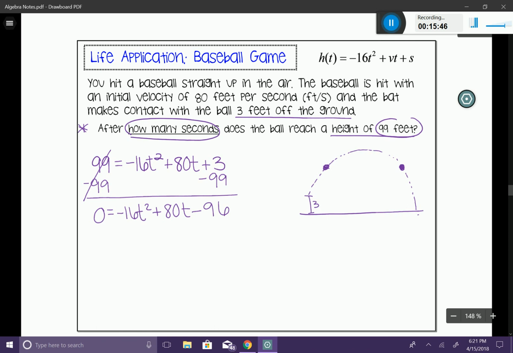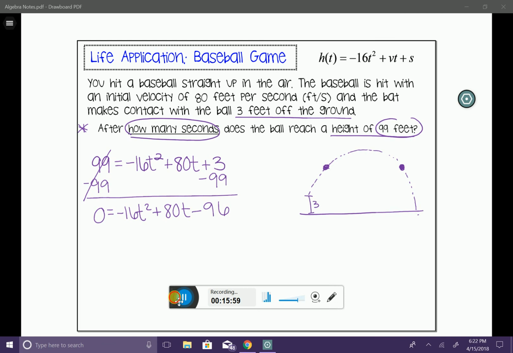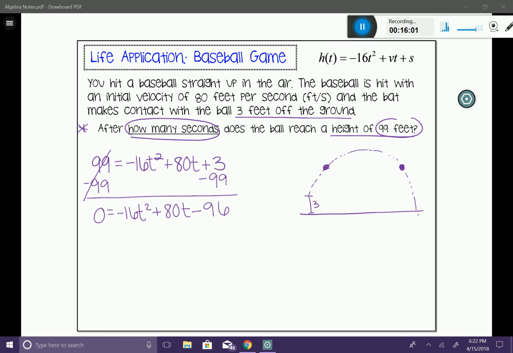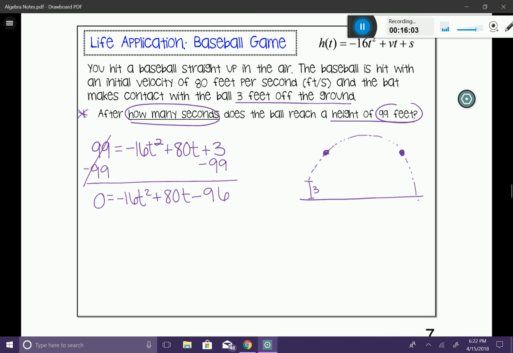Alrighty. At this point, we need to do some factoring. So I probably want to think about this for a second and try to figure out what I can pull out. So go ahead and take a second to figure out your GCF. Well, that wasn't very hard because all of those numbers are divisible by 16. So I'm going to go ahead and factor out negative 16 as my GCF. This time I can't pull out a t, so be very careful here.